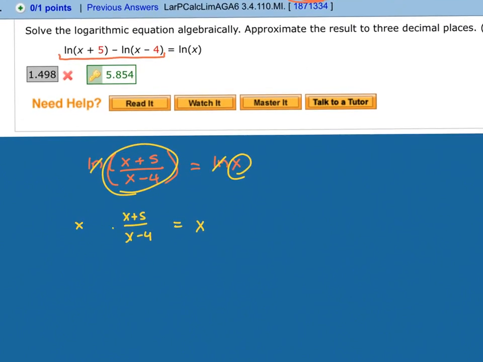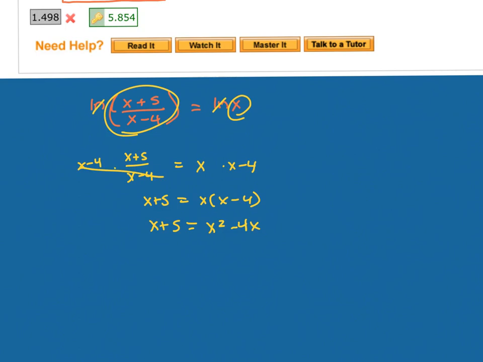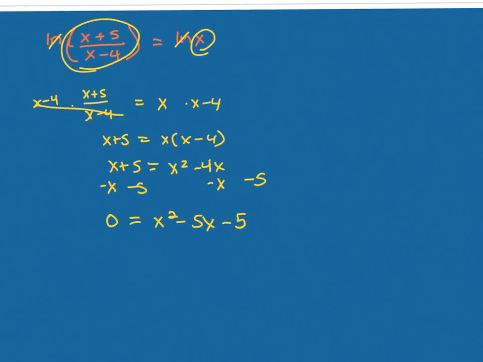Then I would multiply both sides by x minus 4. I get x plus 5 equals x times x minus 4. X plus 5 equals x squared minus 4x. Subtract the x and the 5. And I get 0 equals x squared minus 5x minus 5. Now there are no factors of 5 that sum to negative 5, or negative 5 that sum to negative 5, which means you have to do the quadratic. A would be 1, B would be negative 5, and C would be negative 5.